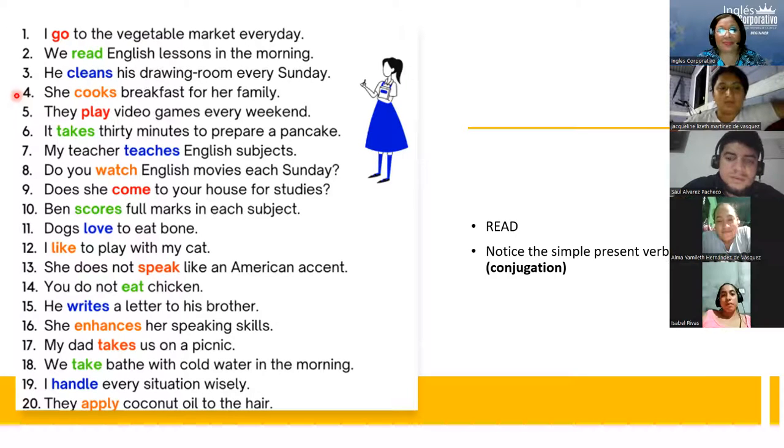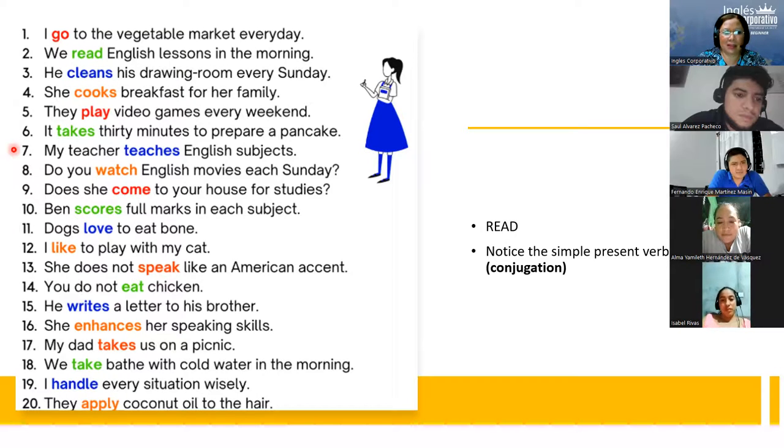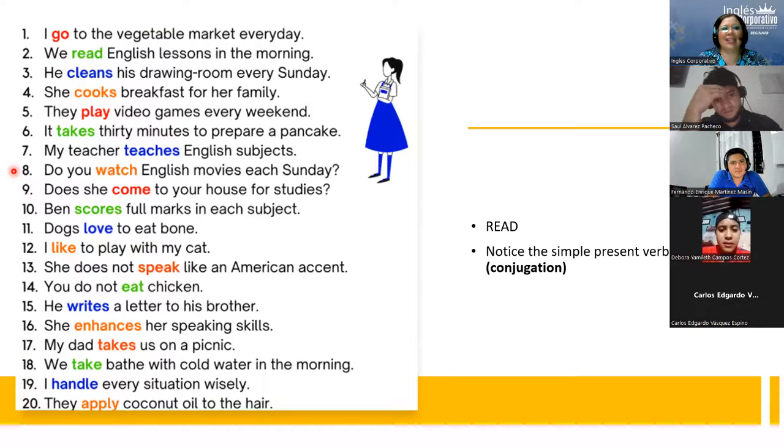He cooks breakfast for her family. Very good. Number five. They play video games every weekend. Good. Number six. It takes 30 minutes to prepare a pancake. Number seven. My teacher teaches English subject. Subjects. Subject. Yeah, subjects. Number nine. No, number eight. I'm sorry. Number eight. Do you watch English movies each Sunday?